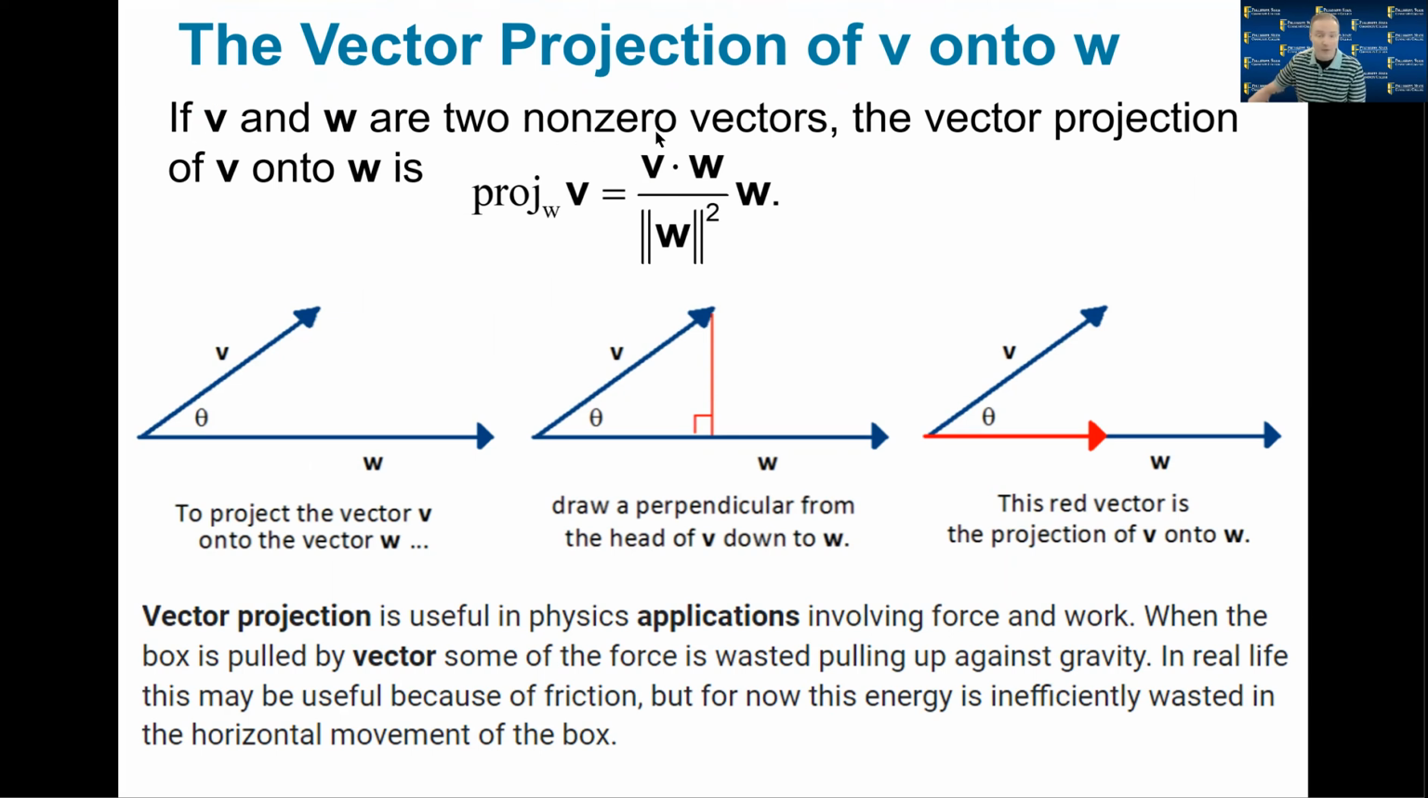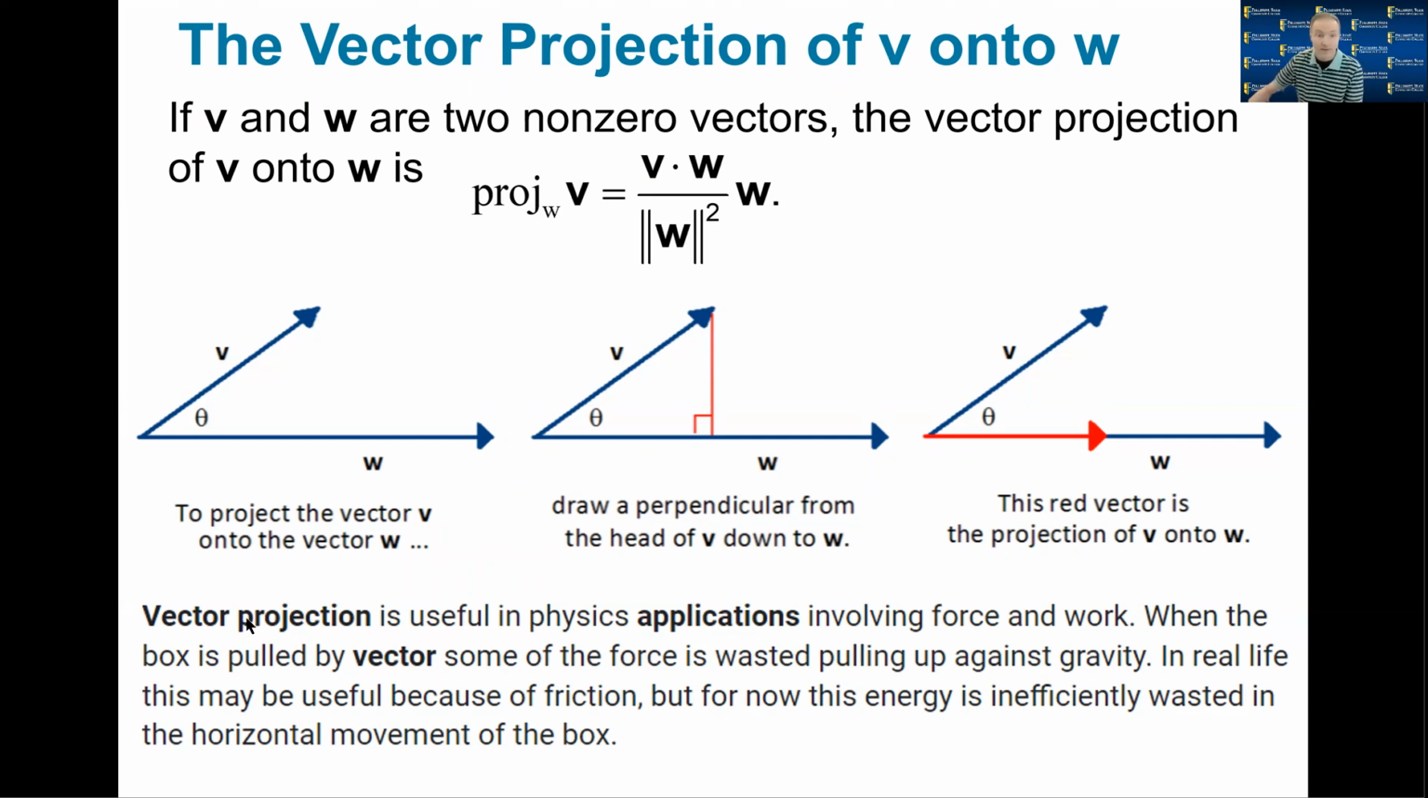Now, the vector projection of v onto w. If v and w are two non-zero vectors, the notation for it is, we say the projection of v onto w. It's equal to the dot product of v and w divided by the magnitude of w, quantity squared, and that's going to give you a scalar. You take that scalar and multiply it by vector w, and it's going to be the projection of vector v onto w.